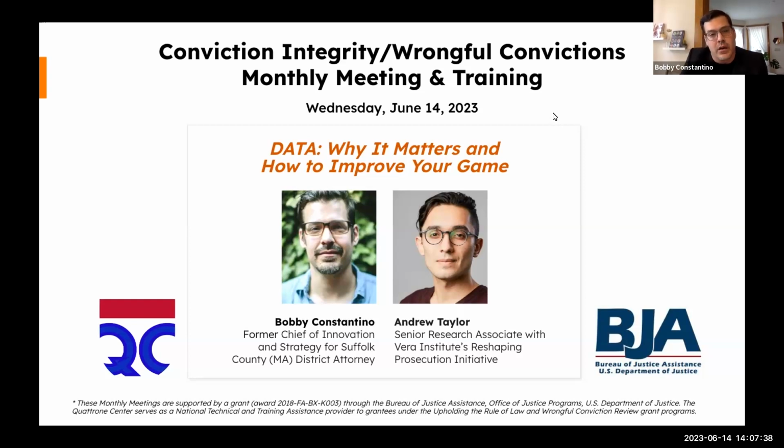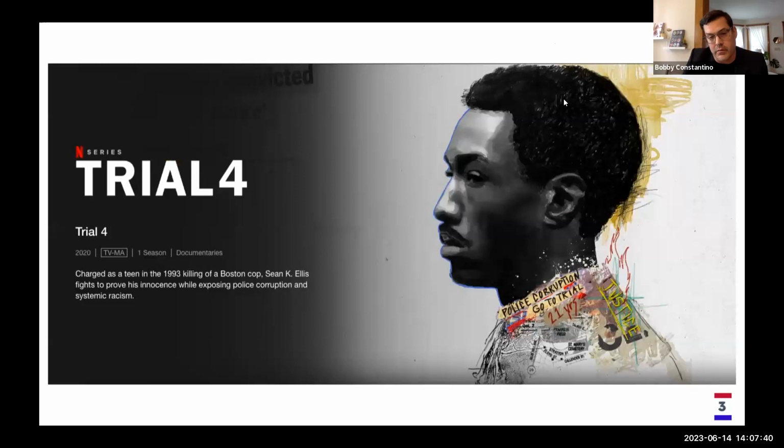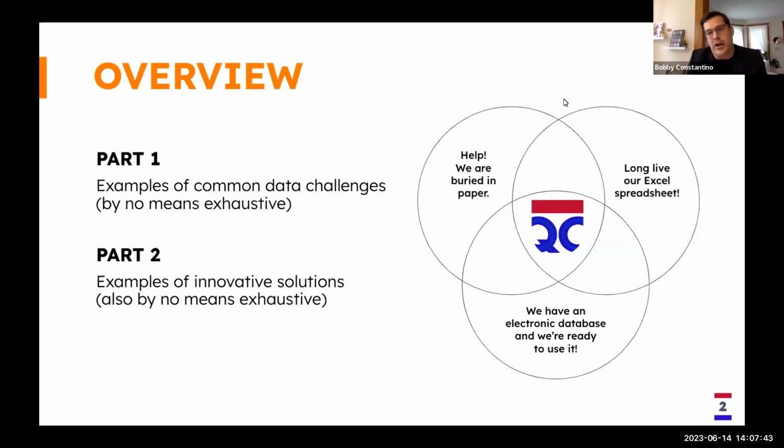All right, so I'm going to do a quick overview here of what Andrew and I are going to cover in our slides. We're going to give you some examples of data challenges that offices have in common, recognizing, if you look at this Venn diagram here, that many of the DAO CIUs that are here and the innocence orgs are at different stages in their data collection journey. And we want to try and hit on some themes that we think will apply to everyone. And then in the breakout sessions, try and meet offices where you are so that we can tailor solutions and tailor ideas and recommendations directly to you.